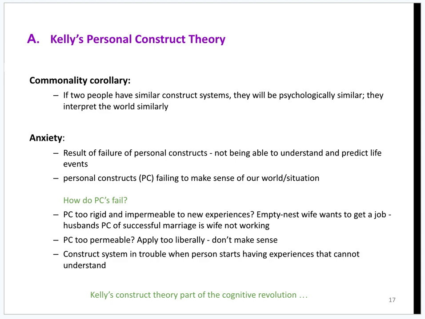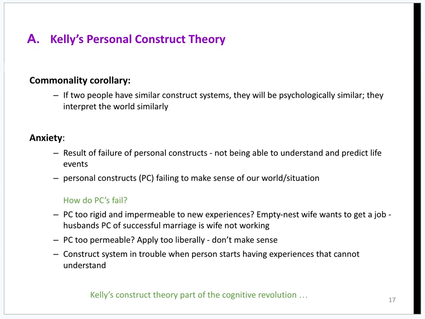Yeah, so anxiety. What they're talking about here is the commonality corollary, it's a hard word to say. What they're saying is that if you have a similar construct system to somebody else, you can appear to be very different from that person on the outside or in different ways. But if you have similar construct systems, you will interpret the world in a very, very similar way, and you are likely to have a very good relationship with that person because you get each other on a deep, deep level. You get the way that other person thinks. You get the way that person makes sense of the world, right?